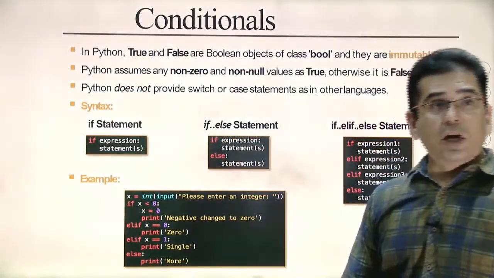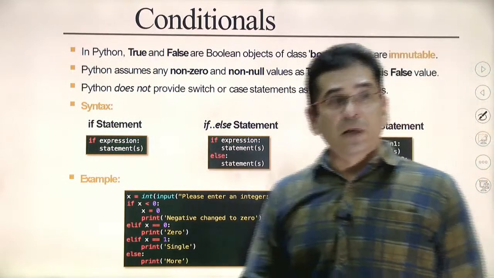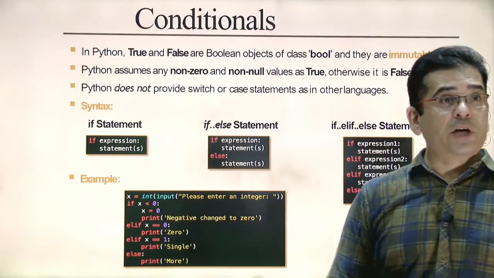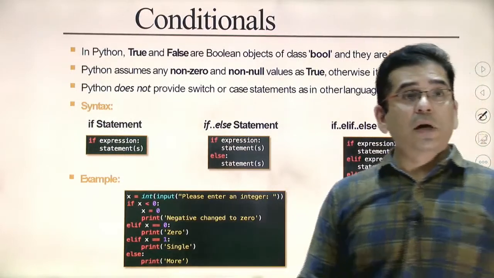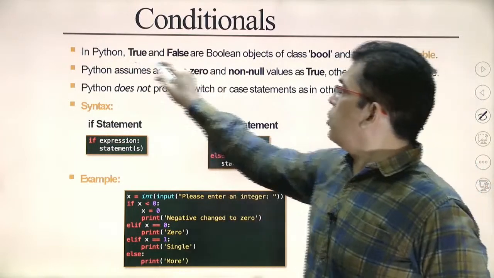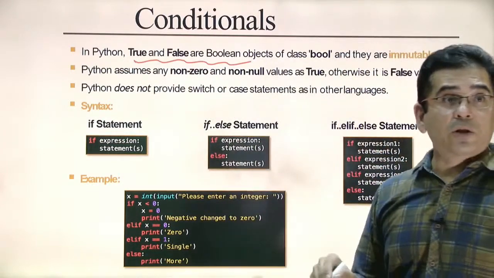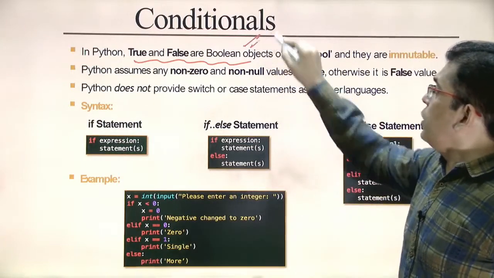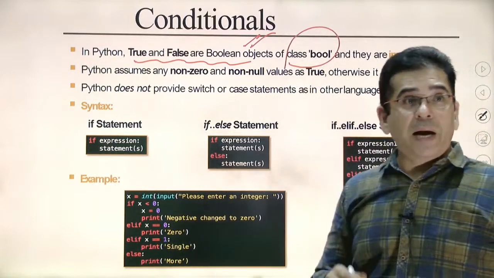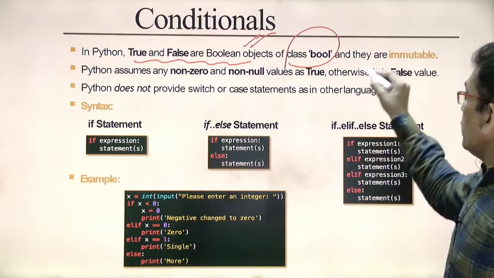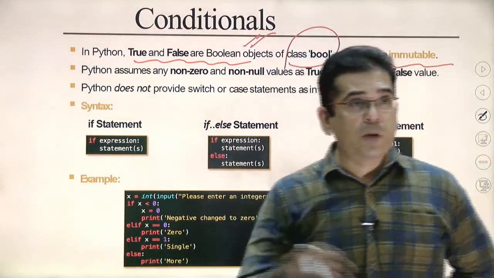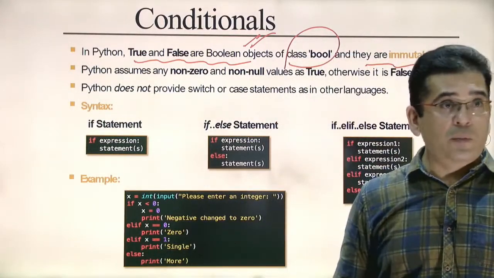Now we are coming to the last topic of today's class, that is conditionals: if statement, if else statement, if else if statement. These conditions are basically Boolean conditions. They work on true and false. In Python, true and false are Boolean objects. They are of the class bool. Bool means binary. They are immutable in nature, because if something is happening, then it can only be true. If something is not happening, then it can only be false.